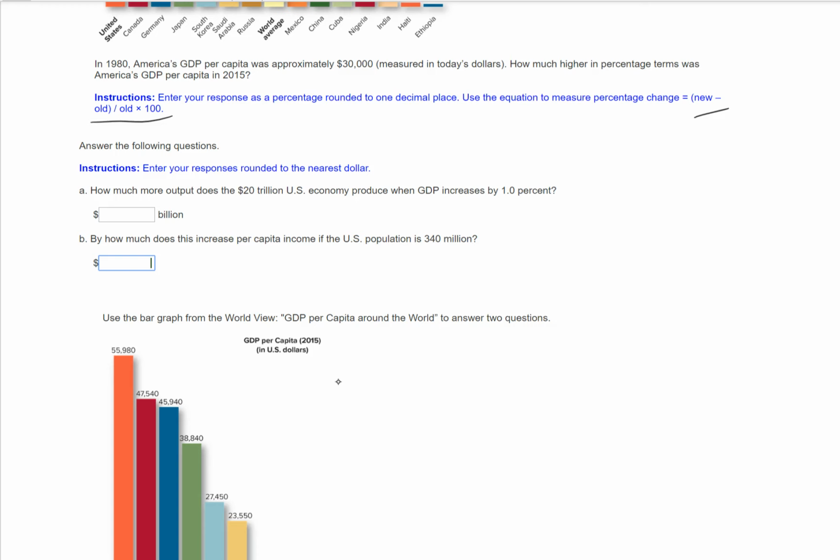This is how much more output does the $20 trillion U.S. economy produce when GDP increases by 1%. So that's kind of deceptively simple. It's actually simply a matter of multiplying 20 trillion times 1%. The trick here, and you may not need this help, is to remember that you're going to take 20 trillion times 0.01. That's how you multiply it by a percentage. Okay, so that's part of it.